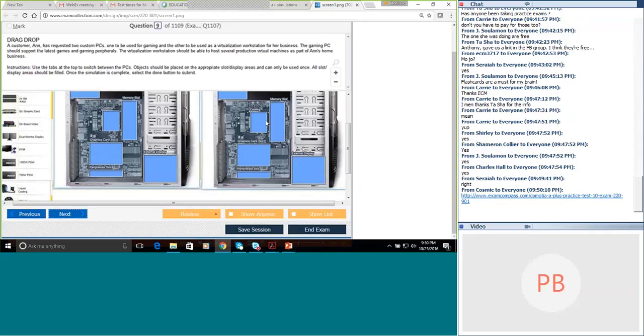Exam Campus has good questions, but there are resources out there that will give you a closer match to what you're actually going to see on the test.